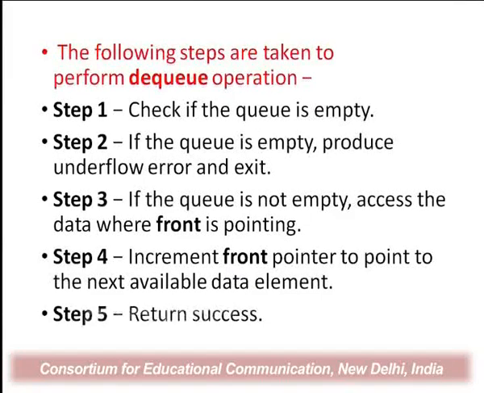In order to perform the DQ operation, first of all we need to check whether the Q is empty or not. If the Q is empty, we need to produce the underflow error and exit from the program because there are no elements to DQ. If the Q is not empty, then we need to access the data where front is pointing, and then we need to increment the front pointer to point to the next available data element.